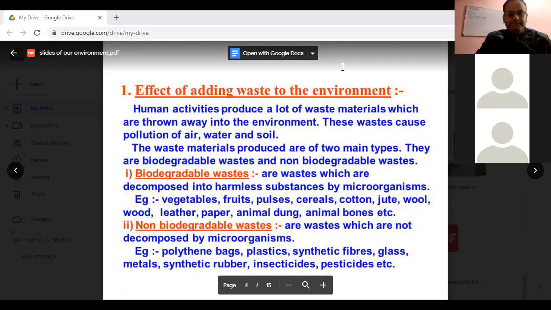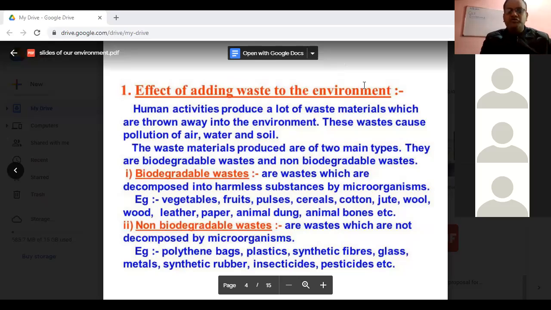Palak, you can unmute yourself to say what is waste. I have given you the option. Palak, tell me how we can define waste, or what is waste? Undesirable material in the environment is called waste. Very good. Any undesirable material in the environment is called waste. So what is the effect of adding waste to the environment?